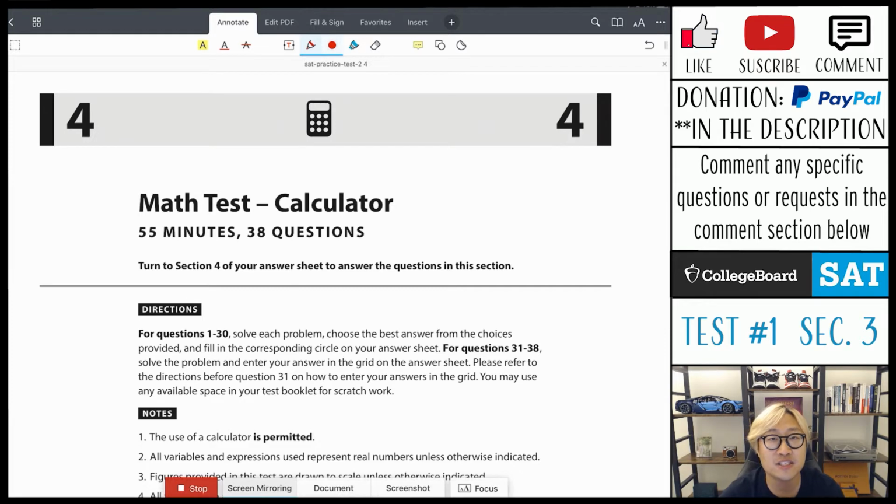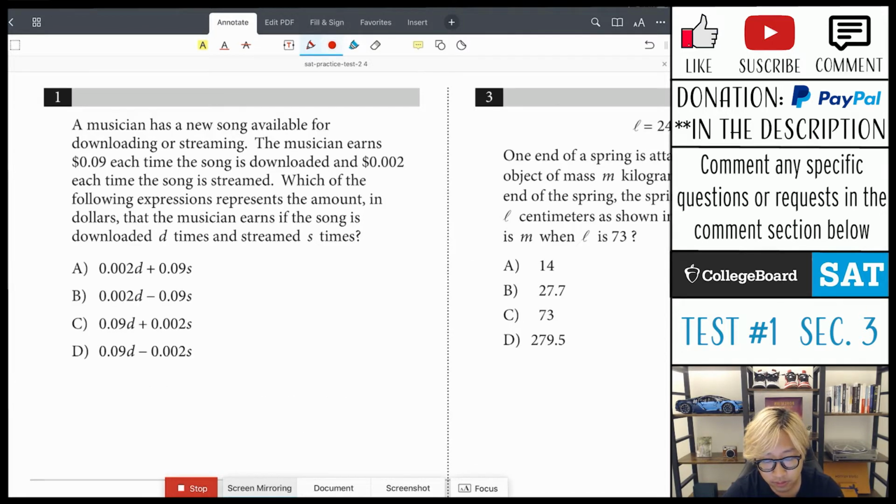This is College Board SAT practice test number 2, section 4, questions 1 through 20. Number 1, a musician has a new song available for downloading or streaming. The musician earns $0.09 each time the song is downloaded.